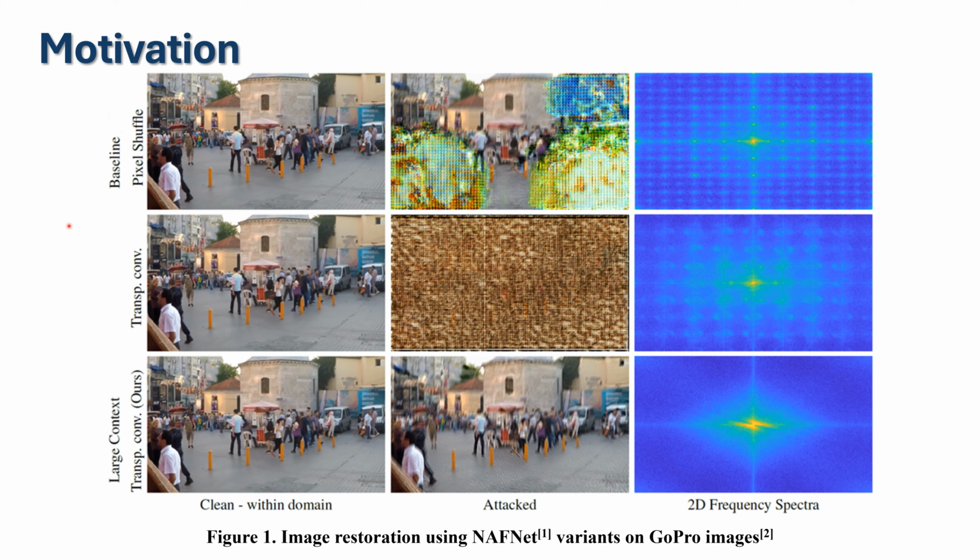The second row shows the restoration when the pixel shuffle operation in NAFNet is replaced by a transposed convolution operation with a small kernel. Here too we observe significant artifacts both in the restored image and in the resultant frequency spectra. However, when we use our proposed large context transposed convolution for upsampling, the restored images, even under attack, have negligible artifacts appearing. This can be observed in the frequency spectra when we see no repeating peaks, indicating an absence of spectral artifacts in the restored images.